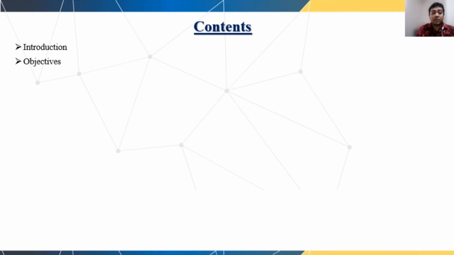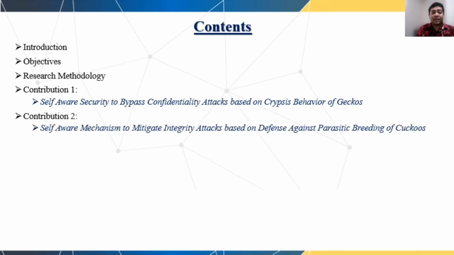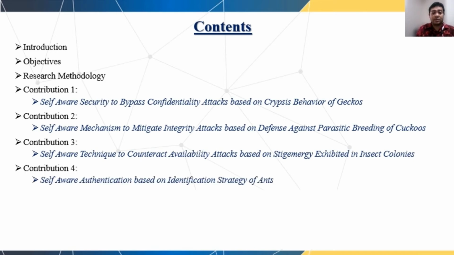I'll be starting with an introduction, followed by the research objectives and research methodology, then the contributions. The first contribution is to bypass confidentiality attacks based on the crypsis behavior of geckos. The second contribution is to mitigate integrity attacks based on the defense against the parasitic breeding behavior of cuckoos. The third contribution is to counteract availability attacks based on the stigmergy behavior of insect colonies.